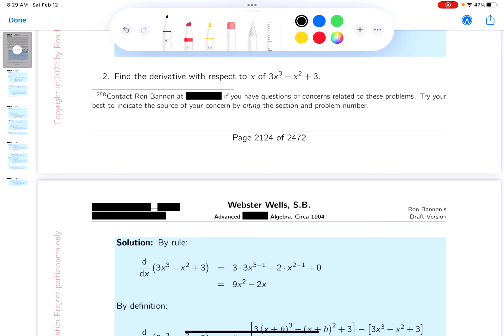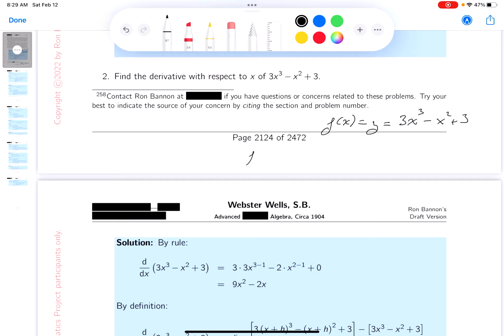Okay, let's discuss it. I'm going to claim we have a function, f of x, and typically we say that's equal to y. And what's that going to be? 3x cubed minus x squared plus 3. Taking derivatives is rather simple, but they say take the derivative of this particular function with respect to x.